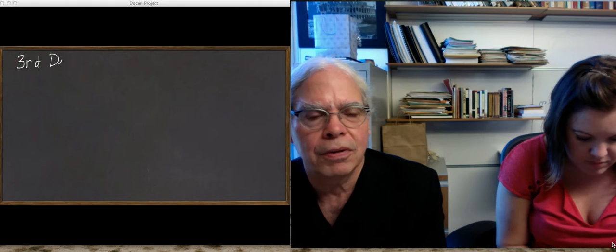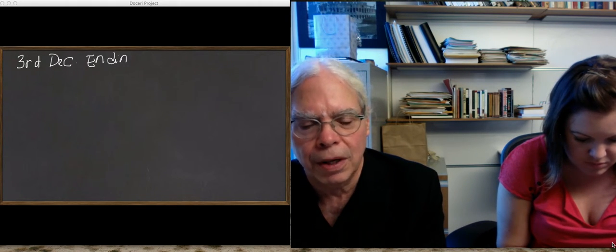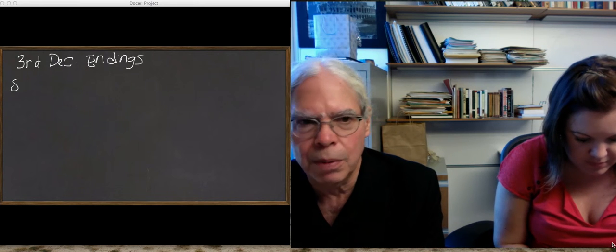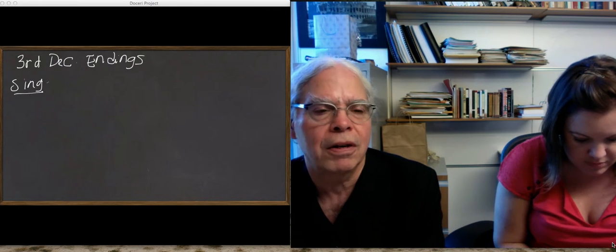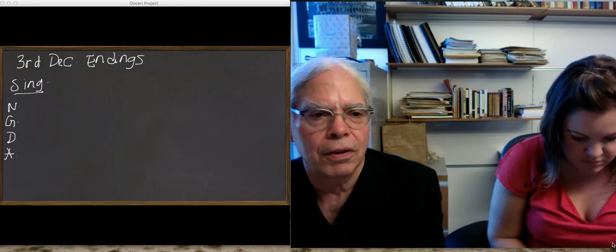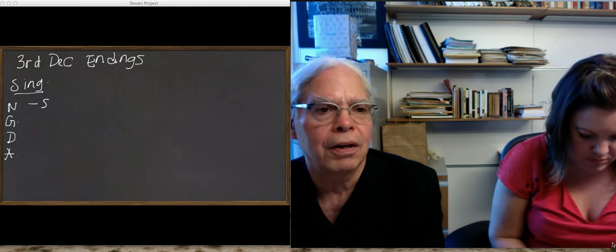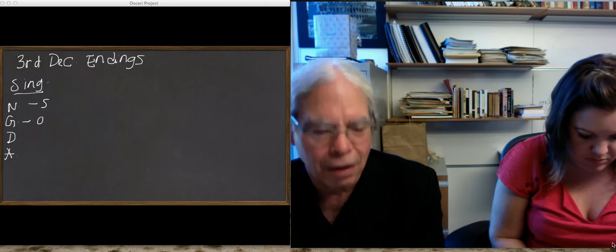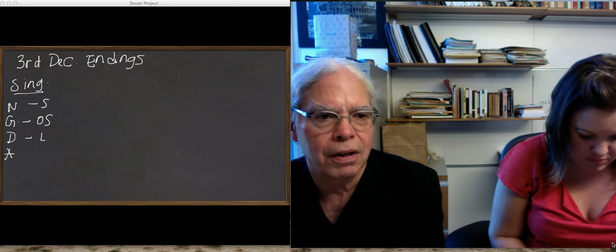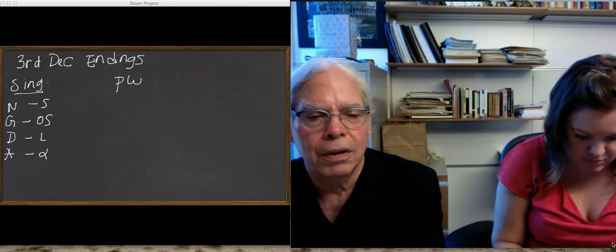What we've said is, in the singular, since we're talking about people, we're only talking about masculine/feminine endings. So the nominative, the genitive, the dative, and the accusative in the singular: the ending is an S, which goes away a lot. And the genitive, os, and the dative, iota, and the accusative, alpha. And then in the plural.